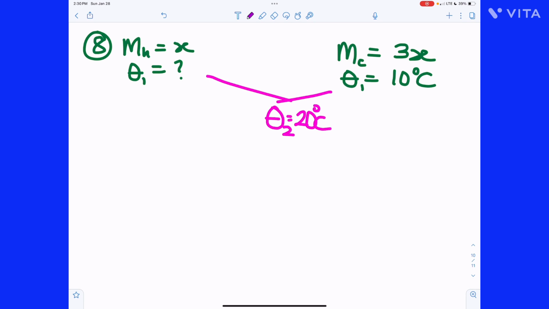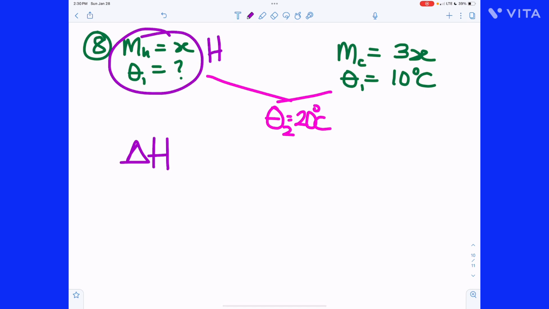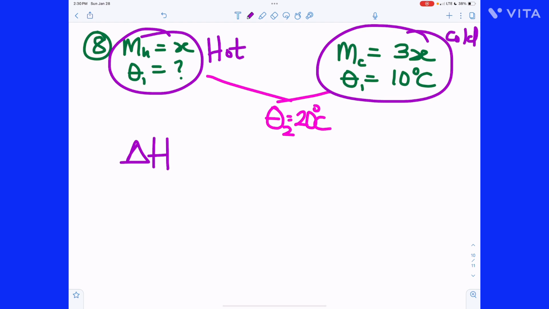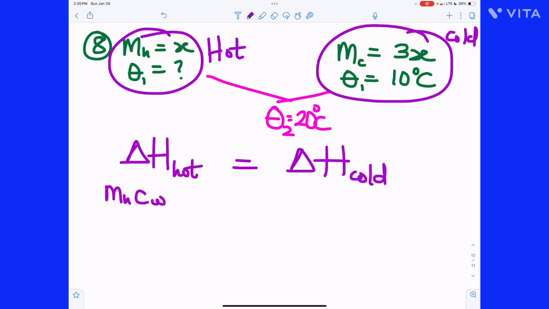We are going to say heat. This represents hot water. This represents cold water. So heat lost by hot water should be equal to heat gained by cold water. This is mass of hot water times specific heat capacity of water times change in temperature of hot water. This will be mass of cold water times specific heat capacity of water times change in temperature of cold water.